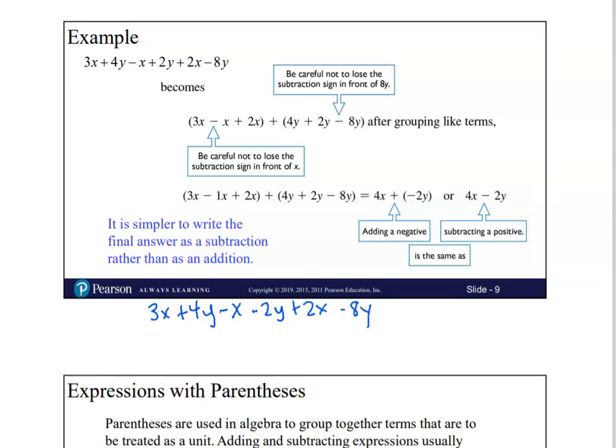Okay, the first thing I see is that this one doesn't have a number in front of it, and so we just learned that that would be a 1 if there's no number there. So I'm going to go ahead and insert that minus 1 in front of that x. I'll make it a little bit easier to work with. Now, when I'm looking at this, I'm noticing that everything is either x to the first or y to the first. So those are going to be my like terms.